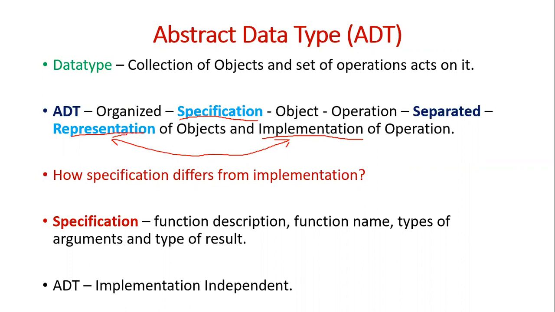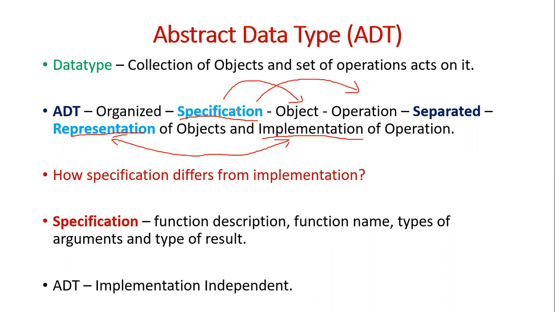So basically what an ADT, abstract data type, does is this: it is a data type organized in such a way that the specification of the object and the specification of the operations performed on the object are separate. Specification means how you specify that particular data type. If it is a float, then it ranges from this value to that value. And you specify using some means what operations can be performed on this particular data type. That is called a specification.